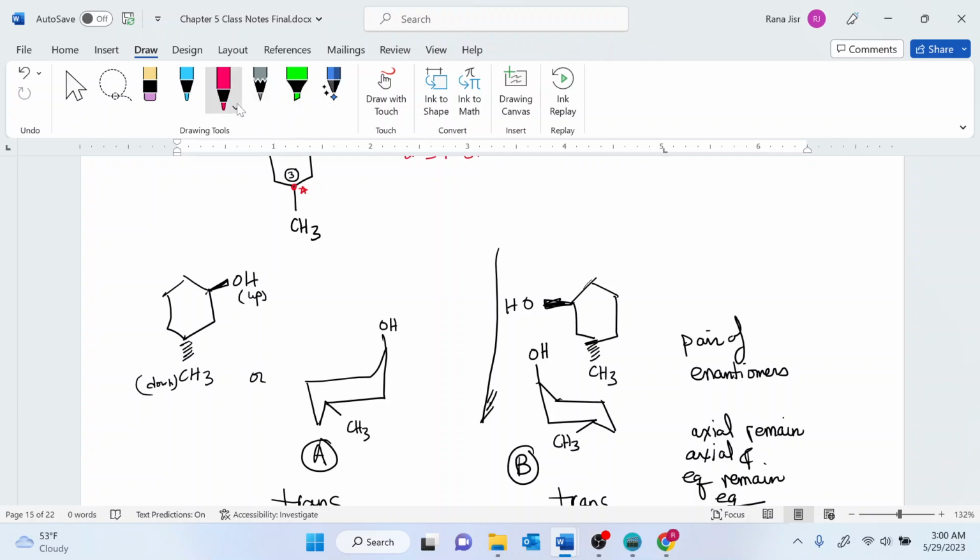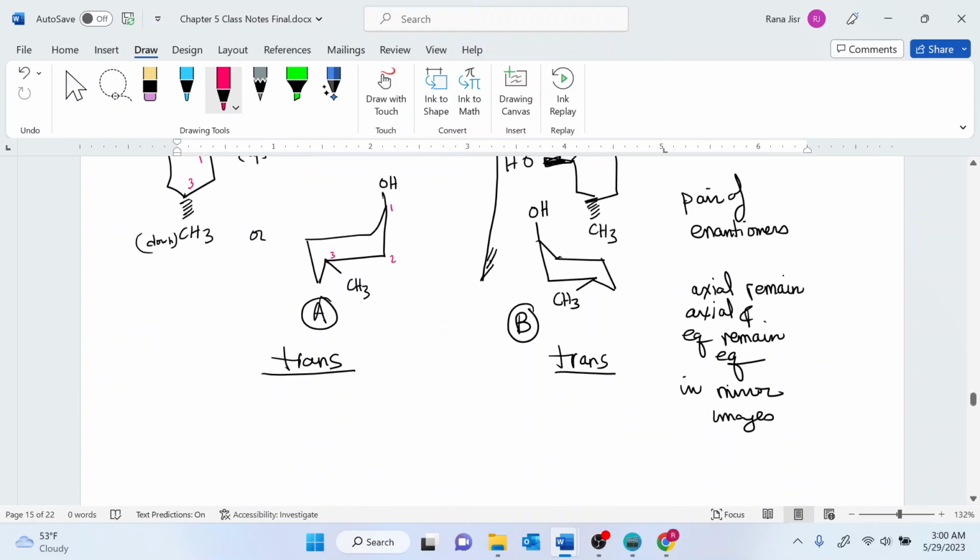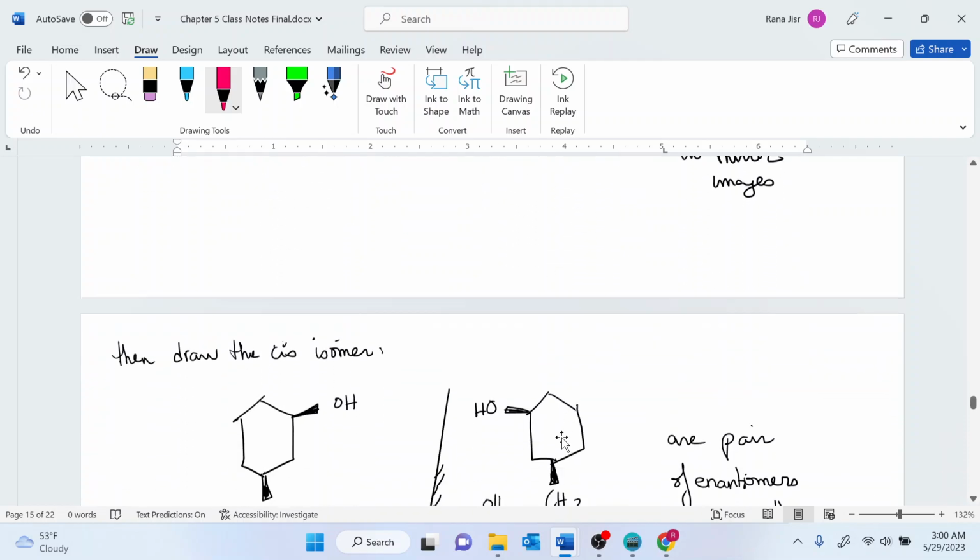The OH and the CH3 are located on carbons 1 and 3. So go ahead and label your carbons in there anywhere you want so that you have your groups on carbon 1 and carbon 3. Here, just to show you that the mirror image of a trans is always a trans in there. So this is up, down. This is up, down. So the mirror image of trans is always trans. The mirror image of cis is always cis in there.